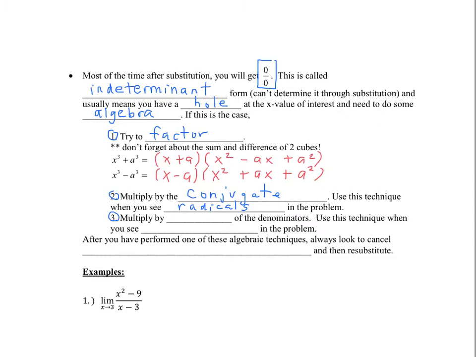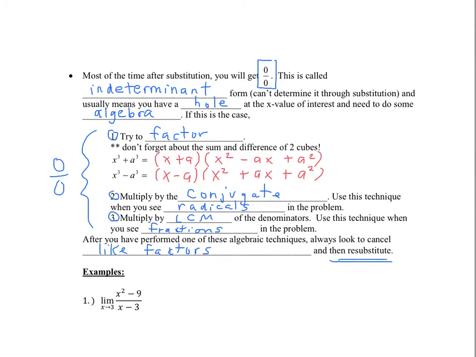And lastly, the third technique we're going to look at is to multiply by the least common multiple of the denominators. We're going to use this technique when you typically see fractions in a problem. And again, all of this deals with situations where you're going to get 0 over 0 in a problem. Once you have performed one of these algebraic techniques, always look to cancel like factors. Sometimes we say common factors. Always look to cancel common factors and then resubstitute.